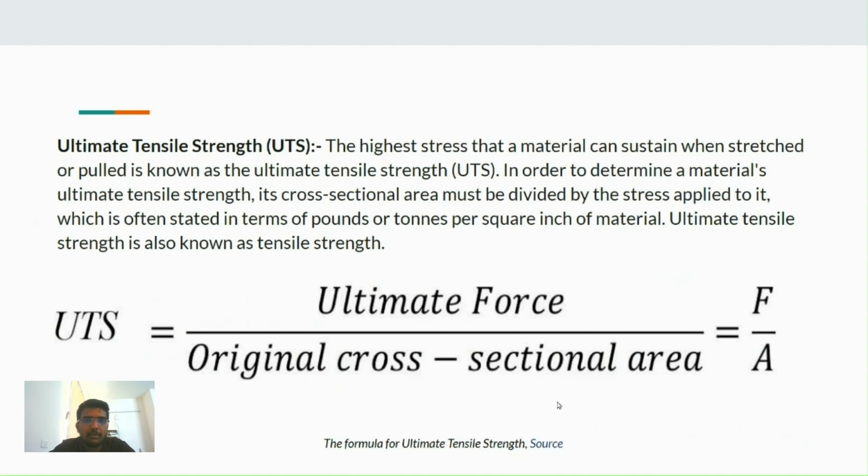So the next property that we have used is UTS. The full form of UTS is ultimate tensile strength, and it is actually the highest stress that a material is able to sustain whenever it is pulled or stretched. So in order to define the UTS of a material, you just have to divide the external force that is applied by the area of the cross section of that particular material.